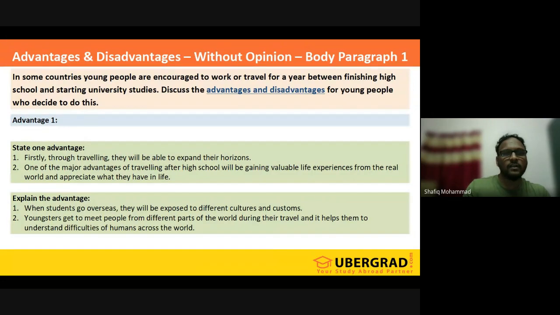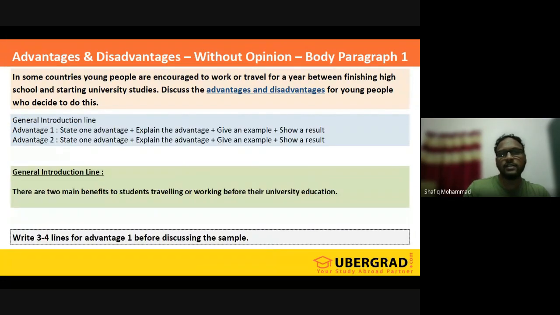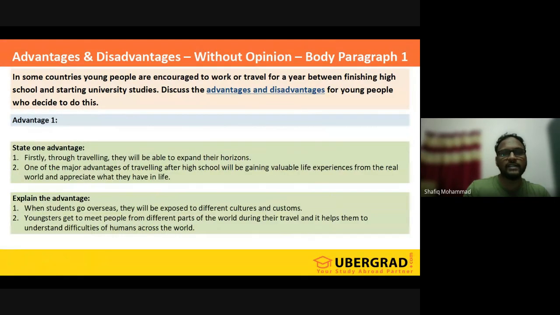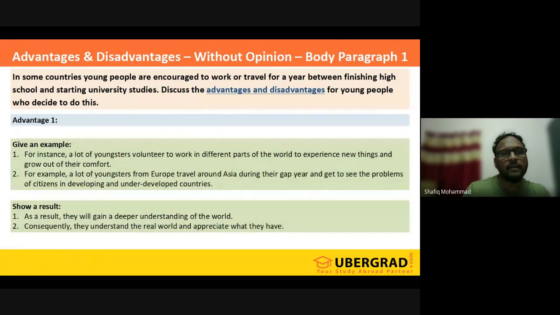So after stating one advantage and then explaining the advantage, what is the next one? Give an example. So what is the example here for the first advantage? For instance, or for example, you can write either of them. For instance, a lot of youngsters volunteer to work in different parts of the world to experience new things and grow out of their comfort zone.